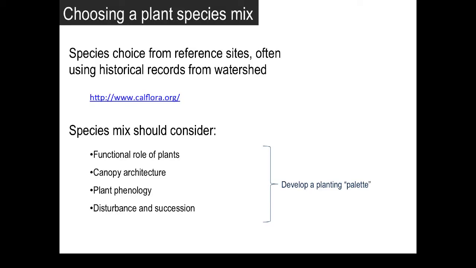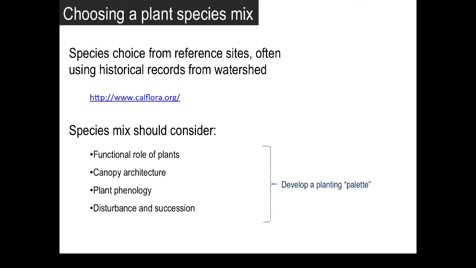Additional considerations when developing the species mix: the functional role of plants. We may want to ensure, for example, that there are prolific seeders to bounce back after fire, that there are enough plants that attract pollinators, berry-bearing shrubs that will attract birds and help with seed dispersal. We may need some nitrogen fixers. So that functional role of the plants is something we have to consider.